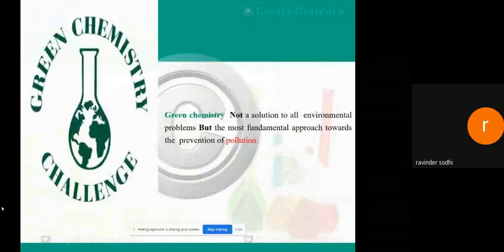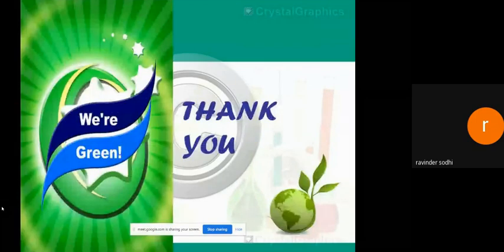This is our small contribution in making the environment green and our contribution towards green chemistry. Green chemistry is not a solution to all the environmental problems, but it is the most fundamental approach towards the prevention of pollution. Thank you.